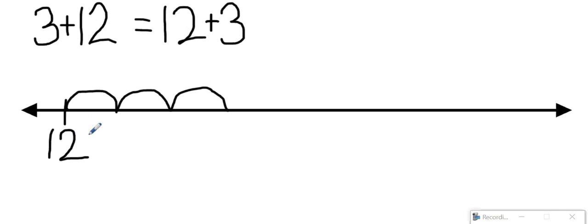So if I started at 12, this would be 13, 14, and 15. Very good.